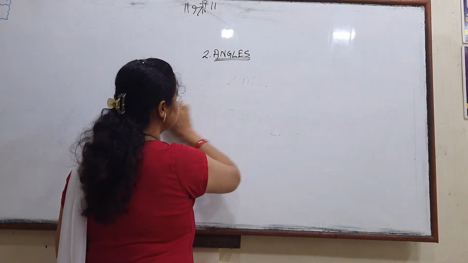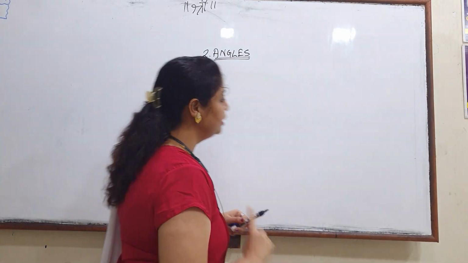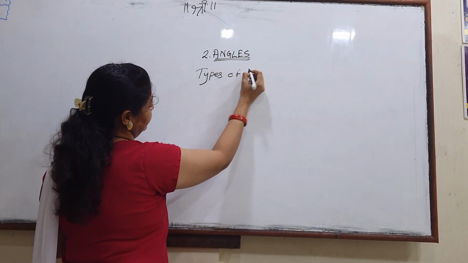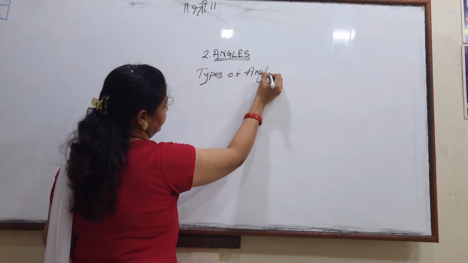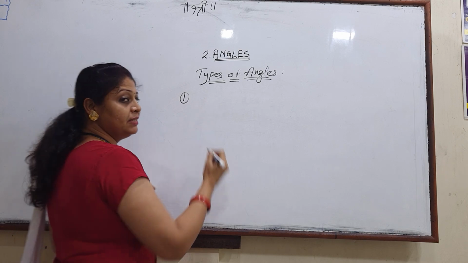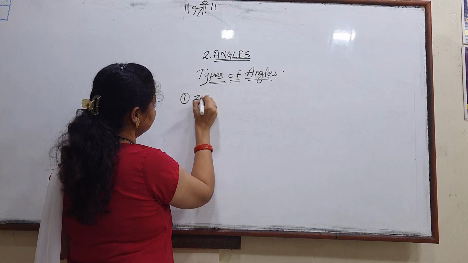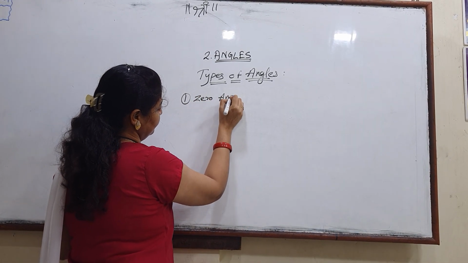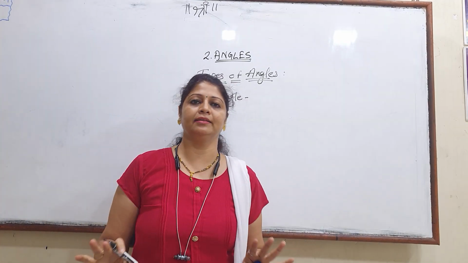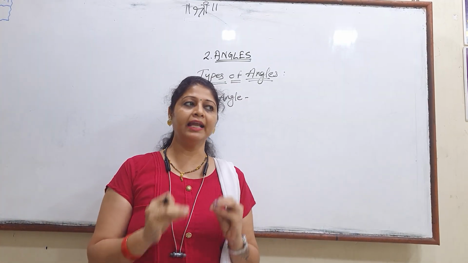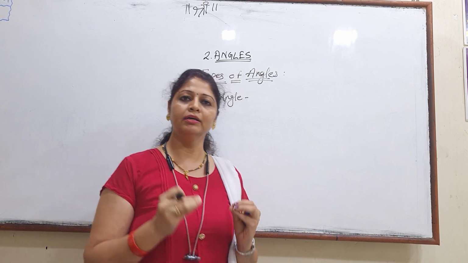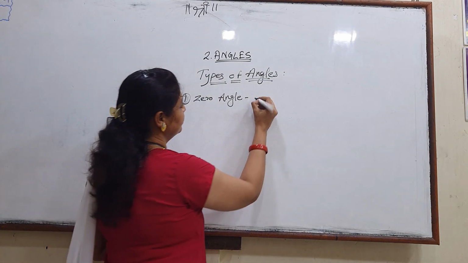In 6th standard we learn about different types of angles. Types of angles. The first one is zero angle. Now what is meant by zero angle? Simple and easy. An angle which measures 0 degree is called zero angle. Okay.